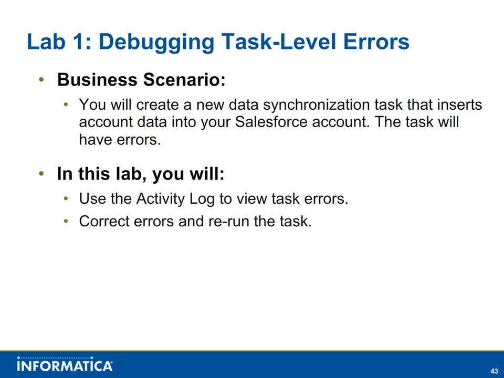This module includes 2 labs. To complete the lab exercises, download the resources zip file from the on-demand training website. The zip file contains a PDF lab guide, as well as 2 resource files that must be copied to your local lab files directory. In Lab 1, you will create a data synchronization task and practice debugging task-level errors. In this lab, you will use the activity log to view and debug task errors, and correct errors and rerun the task.